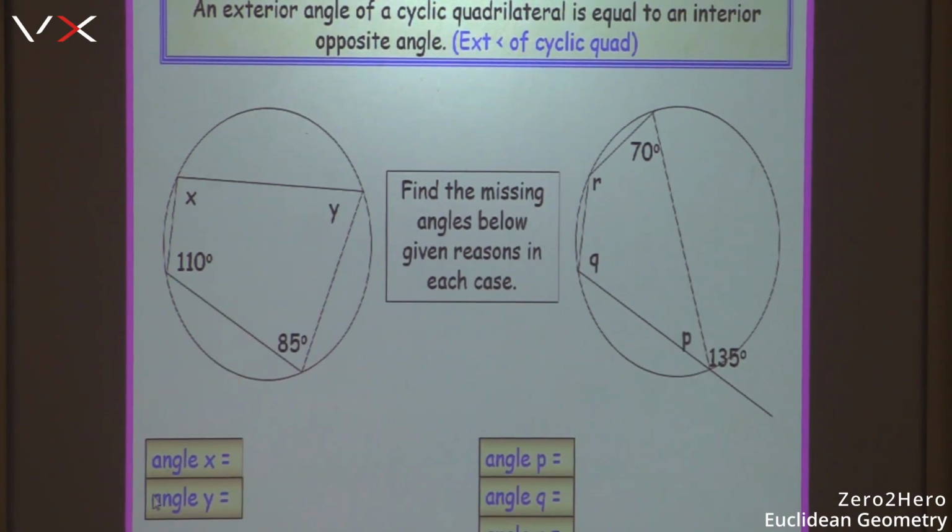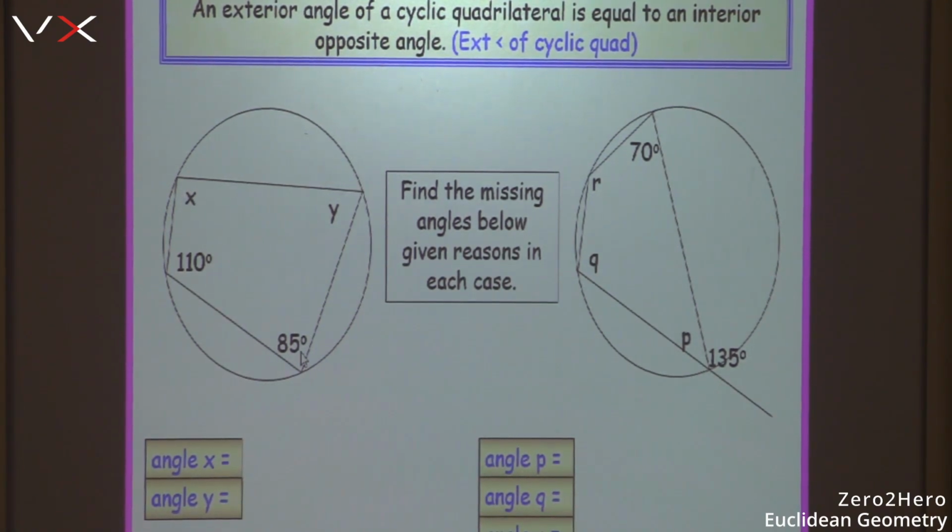Let's look at angle x. What do we have here? We've got a cyclic quad. This is a cyclic quad. All right, let's work it out. I know that this angle plus this angle give me what? 180. Reason: sum of opposite angles of a cyclic quad.